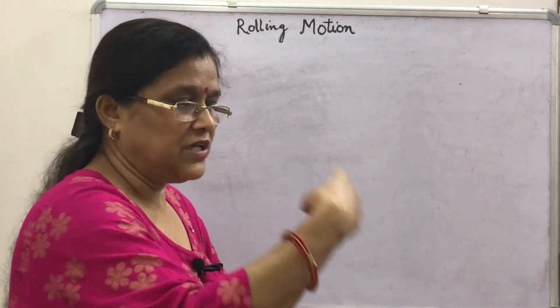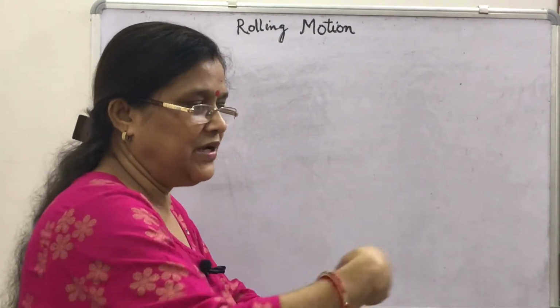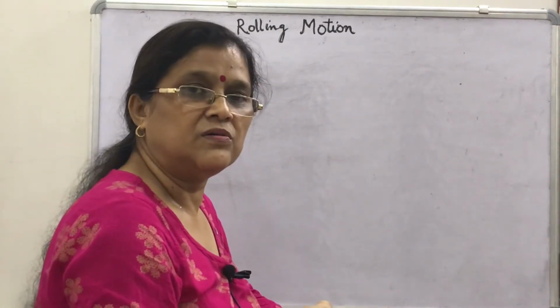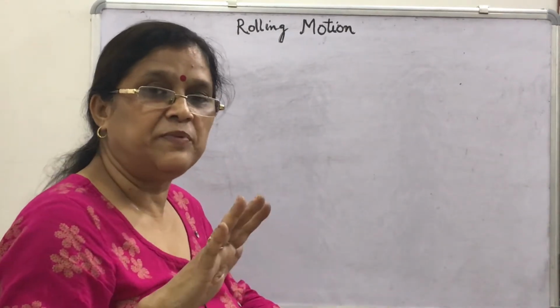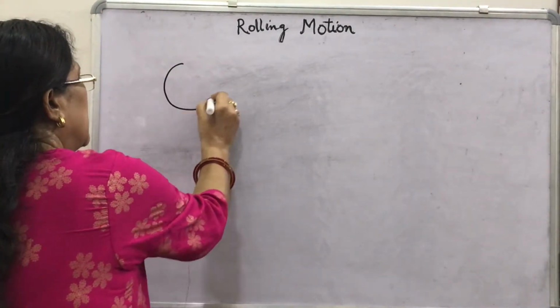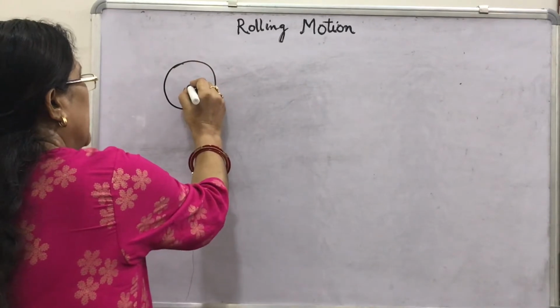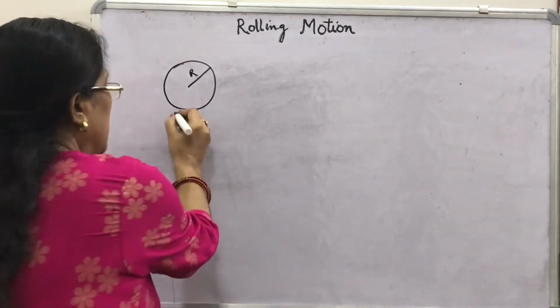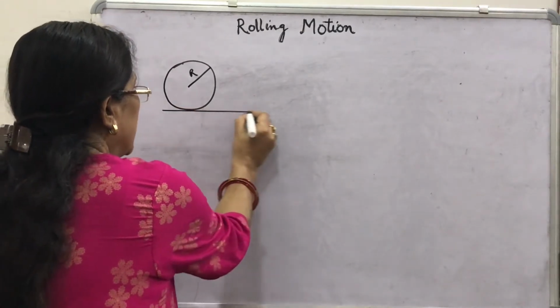It is moving in a circle and moving forward too. How to calculate displacement? Let's see. Suppose it is a wheel or ring or disc, you may say, of radius r. Okay, it is moving forward.